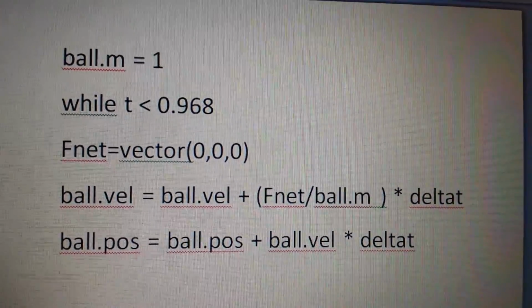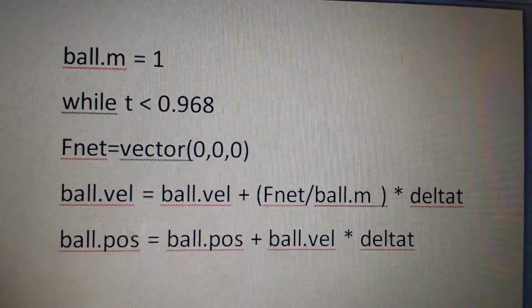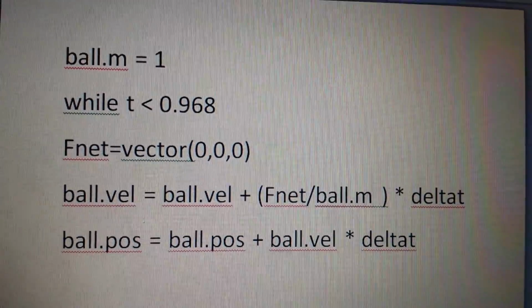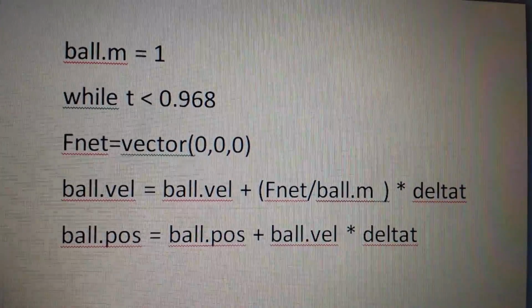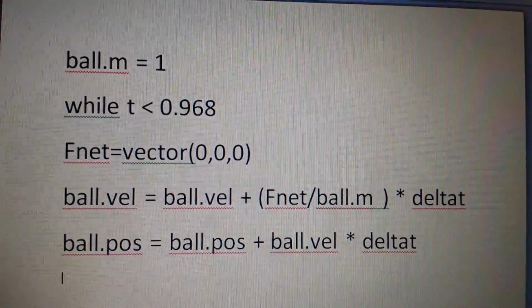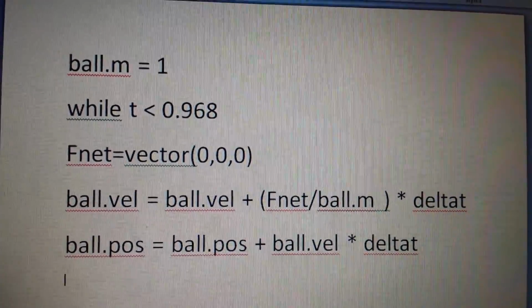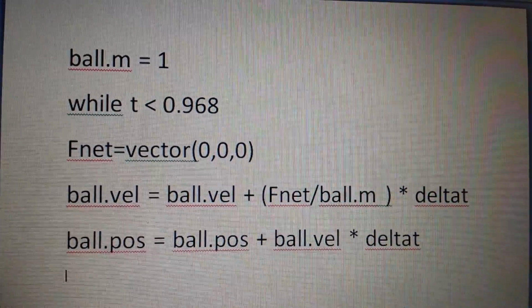The time between each frame in Tracker was roughly 0.968 seconds, which is why I have the second line set to while t is less than 0.968. Now, as I stated before, my assumption, F net, was 0, which represents the third line. F net equals vector 0 in the x component, 0 in the y component, and 0 in the z component.